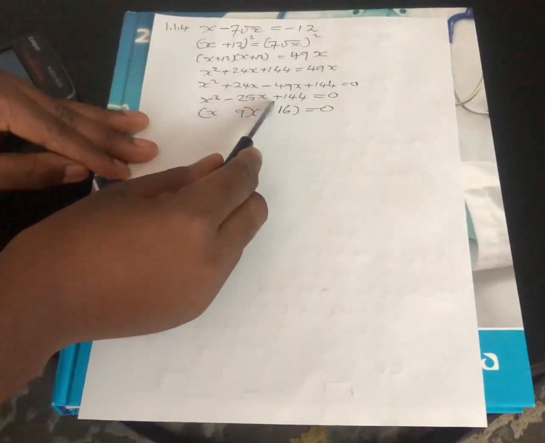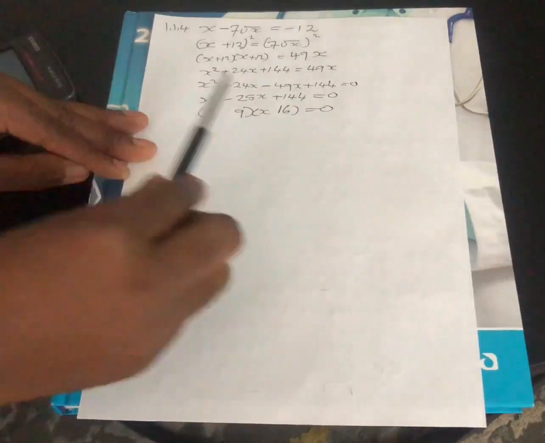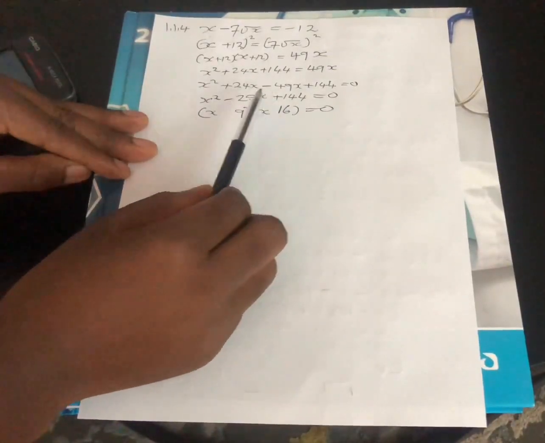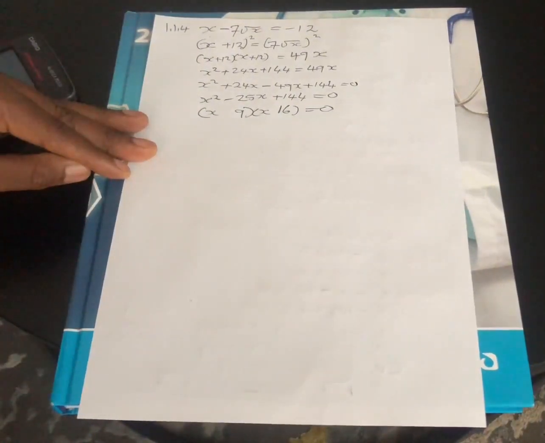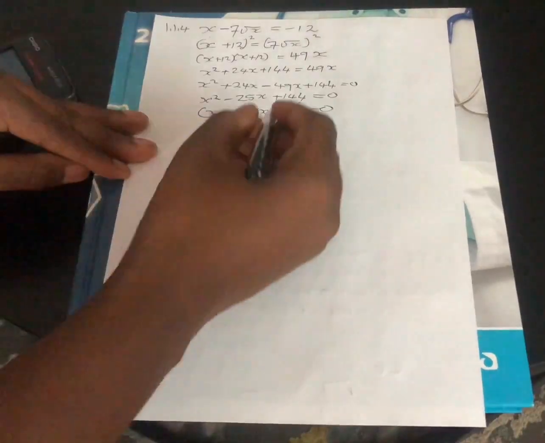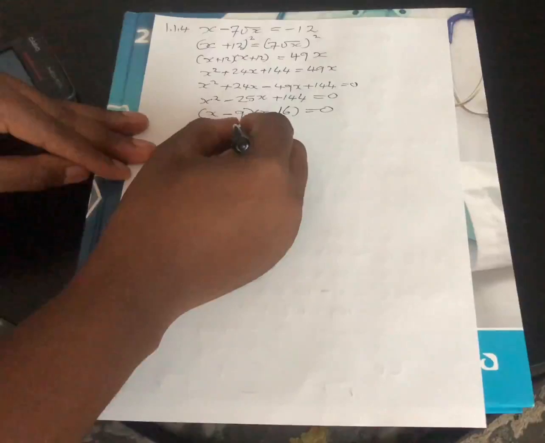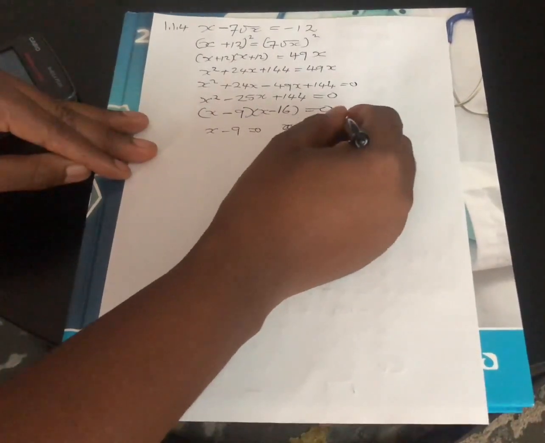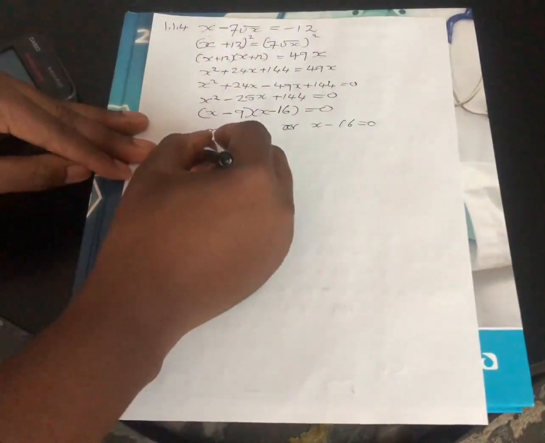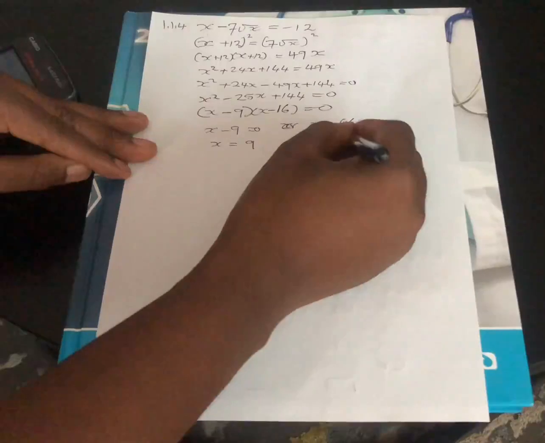Now you look at the sign. The sign here is positive. So because the sign here is positive, we know that we are going to have the same sign in the brackets, and the signs must be the same as the middle term, meaning that we are going to have negative. Then x minus 9 is equal to 0, or x minus 16 is equal to 0. Our x is going to be 9, or x is going to be positive 16.